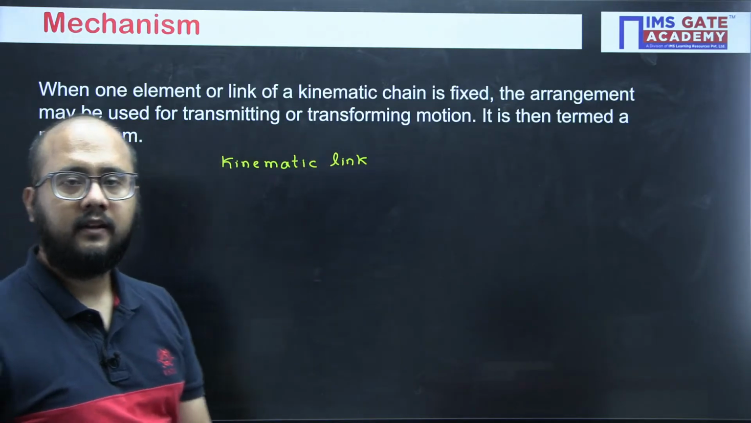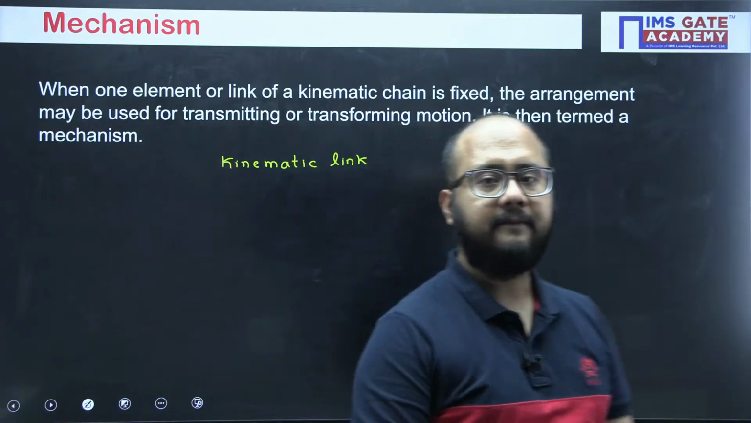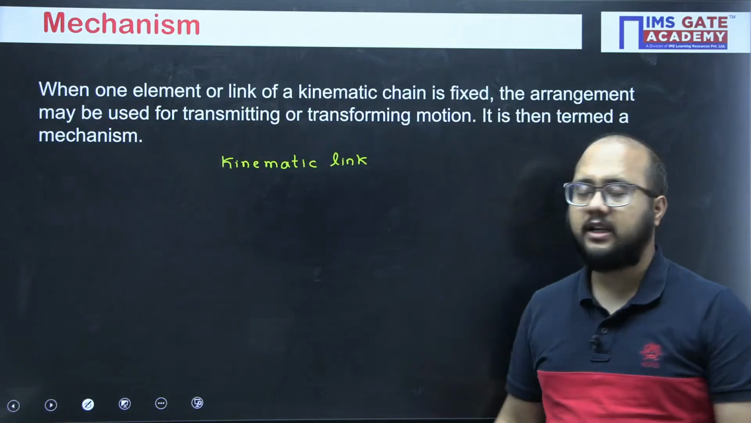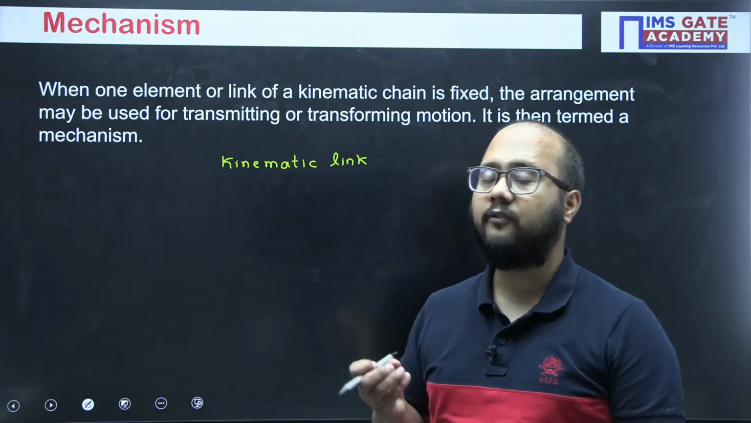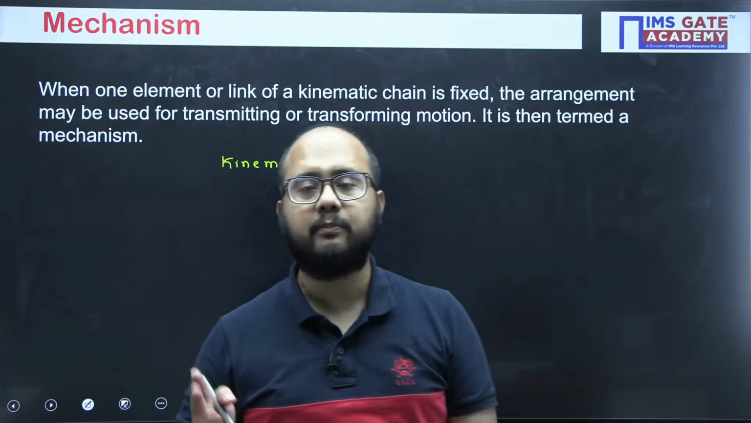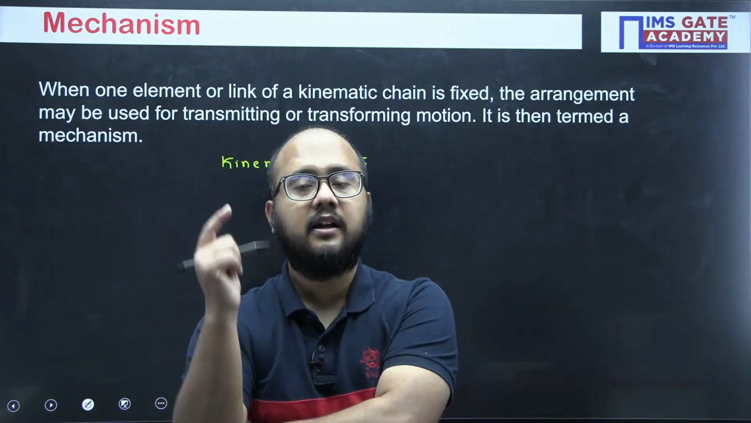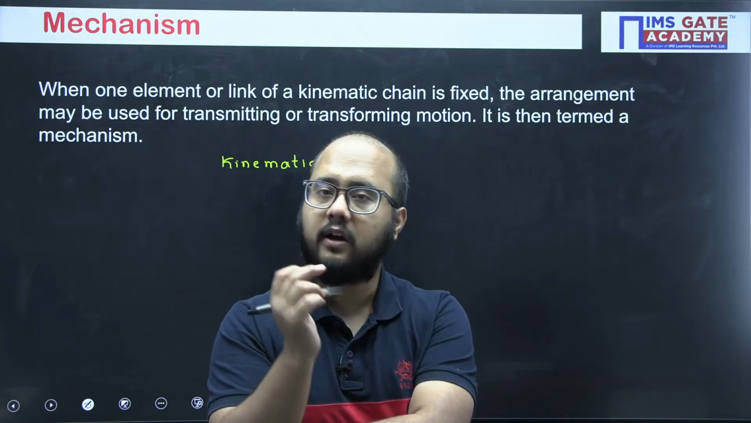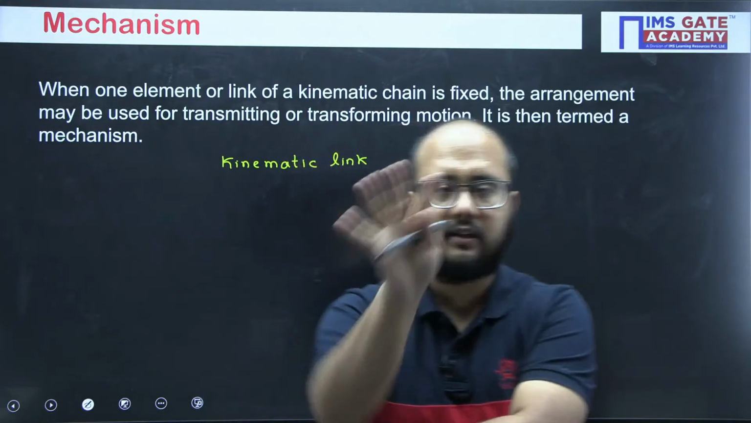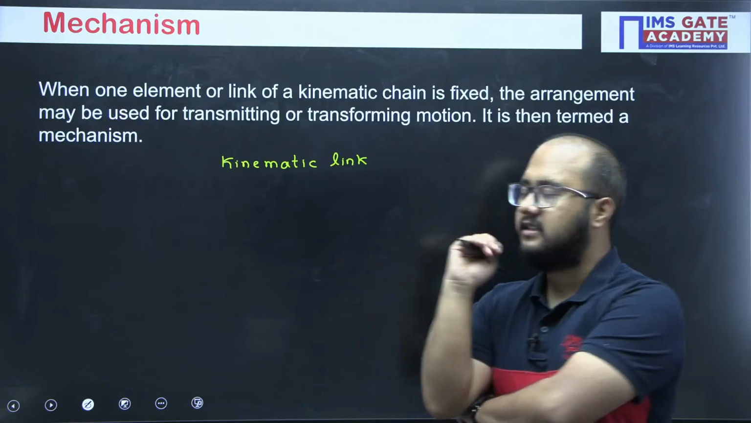Okay. We talk about kinematic link, right? In kinematic link, we talk about rigid link, flexible link, and fluid link. Another classification based on number of ends of a link: binary link, ternary link, quaternary link. Fine, done. So the link understanding is clear.